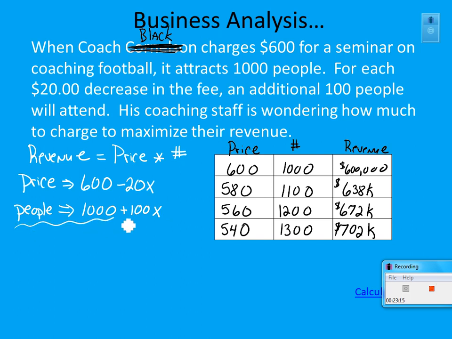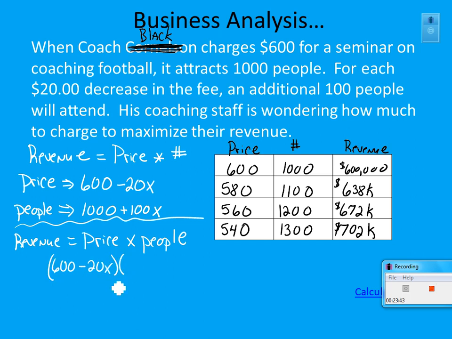So now here goes. Remember, my revenue is my price times the number of people. So that's what I'm going to do. I'm going to take my price, which is 600 minus 20x, times the number of people, 1,000 plus 100x. So there's where I am so far. That's going to give me my revenue.